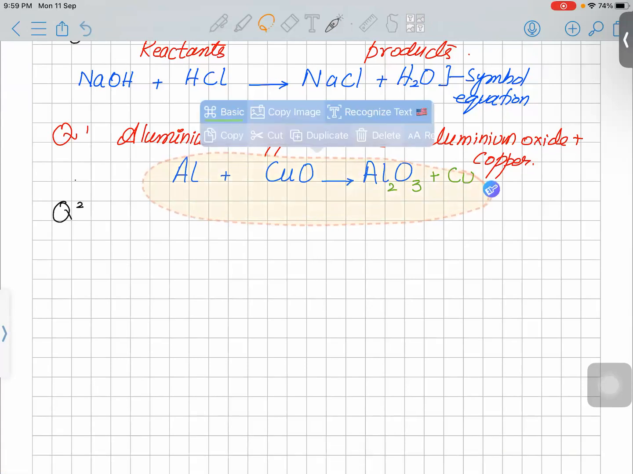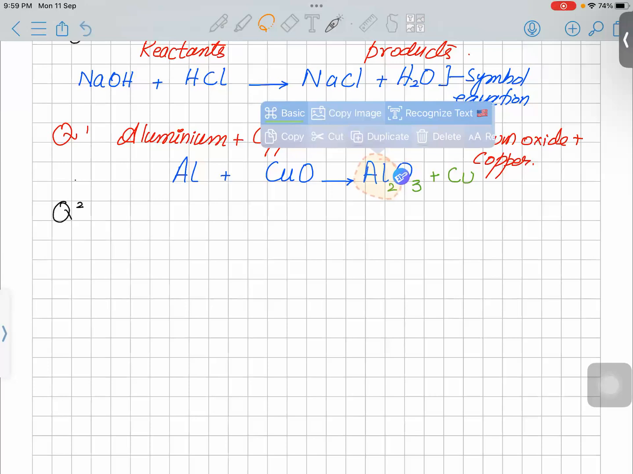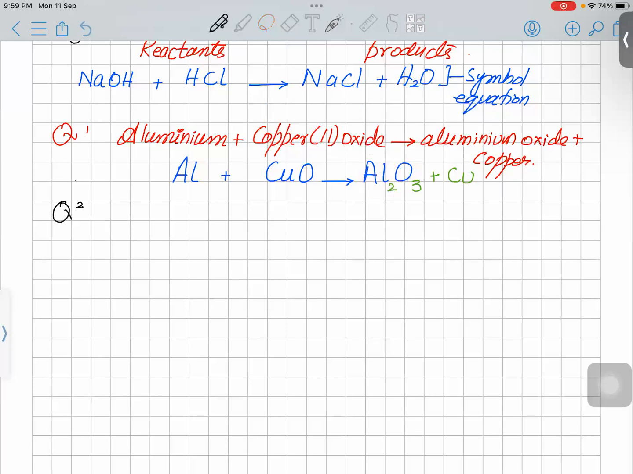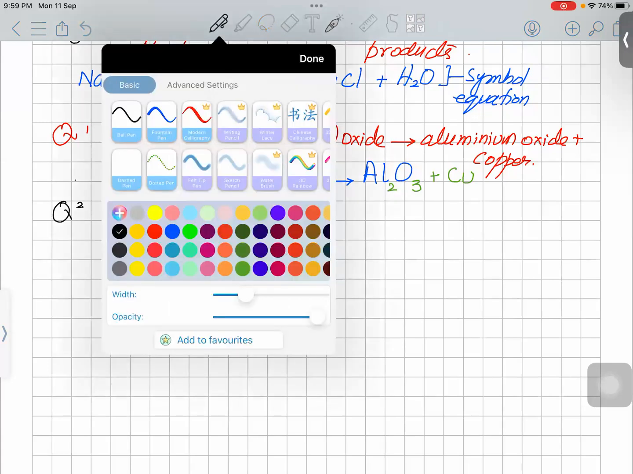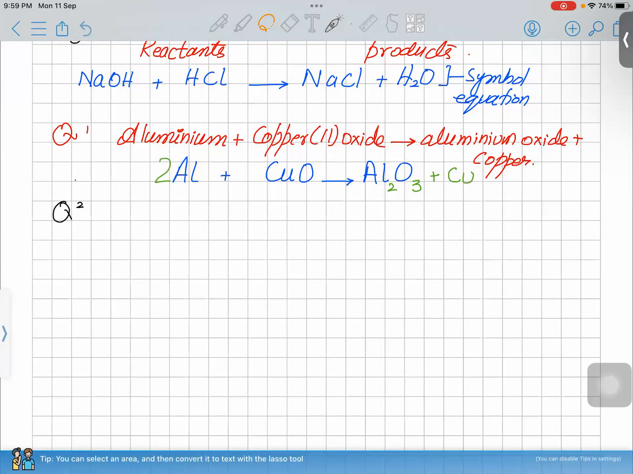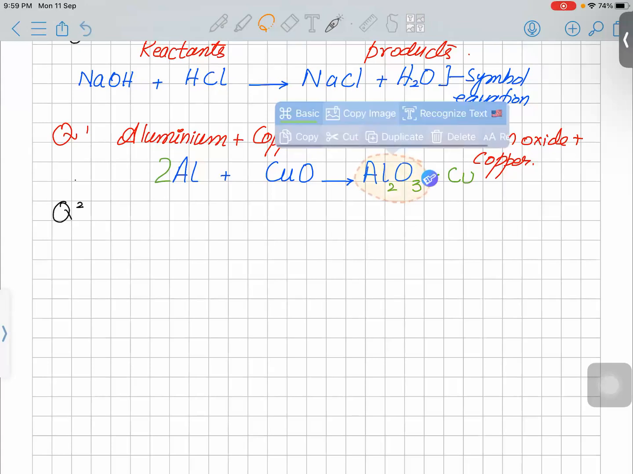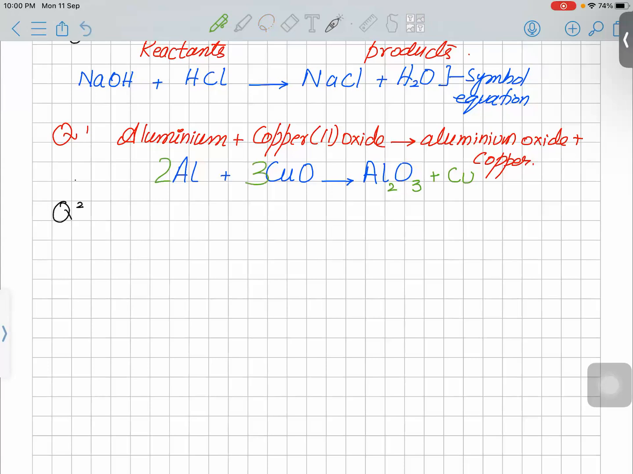Unbalanced, sir. So can you tell me the number of aluminum on the right hand side? 2. So on the left hand side you must have 2 also. Now can you tell me the number of oxygen on the right side? 3. So we should have 3 on the reactive side too. Write 3 on this side.